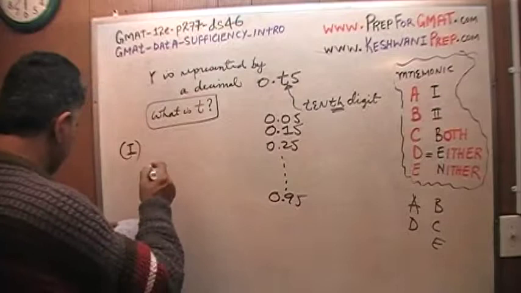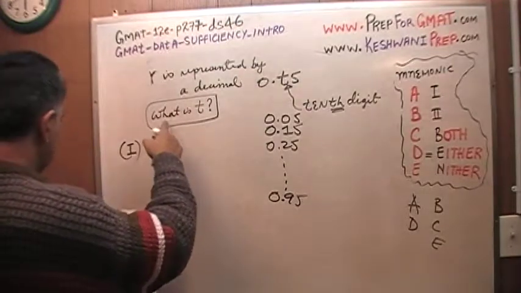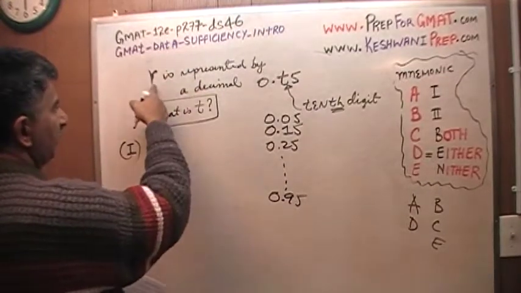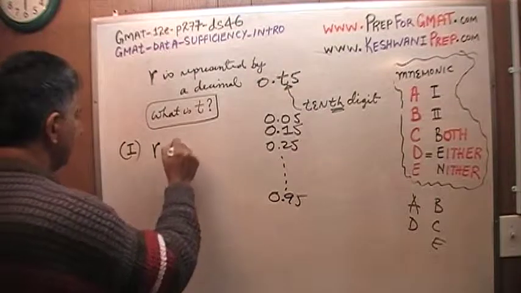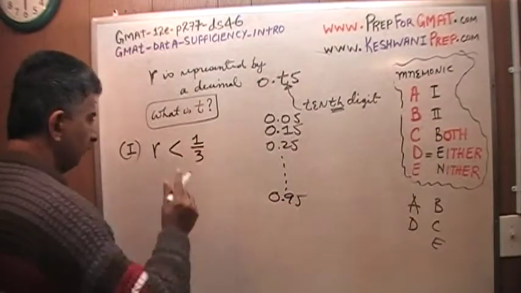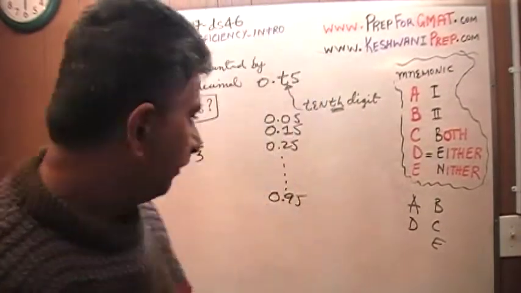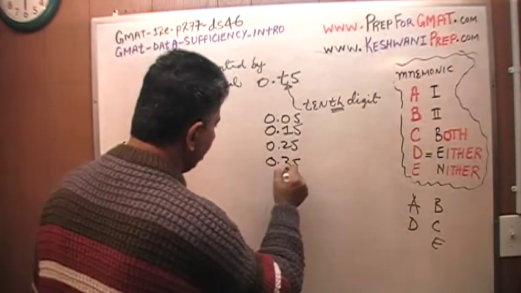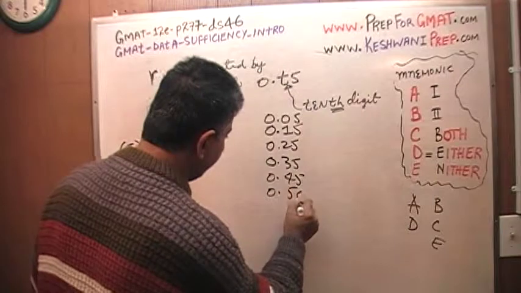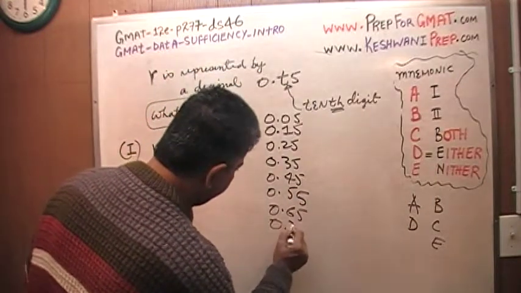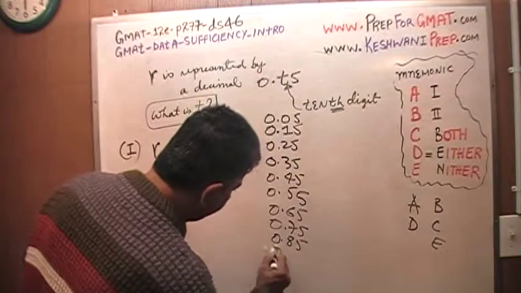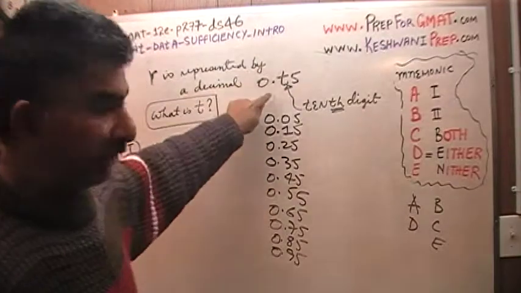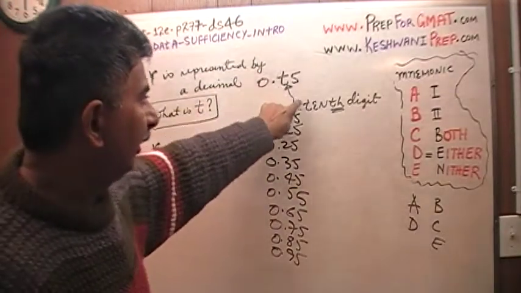The first statement tells us that this r that we're dealing with, this decimal, is less than a third. Well, there you go. That actually narrows the scope quite a bit, because as it stands, we had 10 possibilities. As I said before, we had 0.35, 0.45, 0.55, 0.65, 0.75, 0.85, and 0.95. As it stood at that stage in the story, we had to figure out what the 10th digit was.